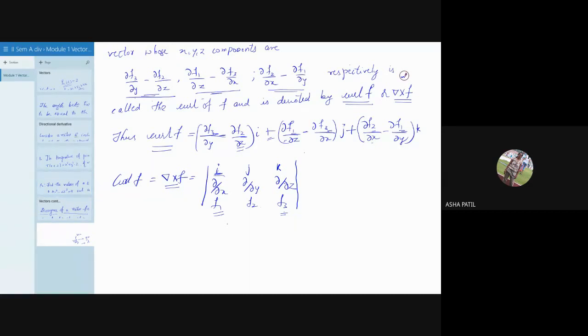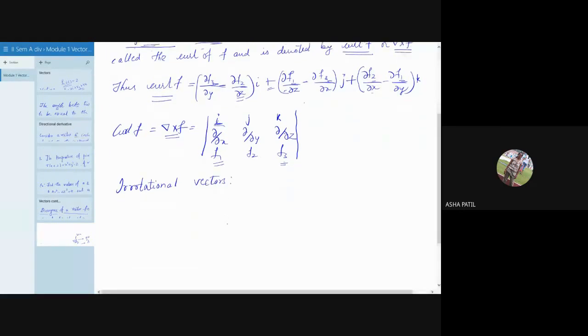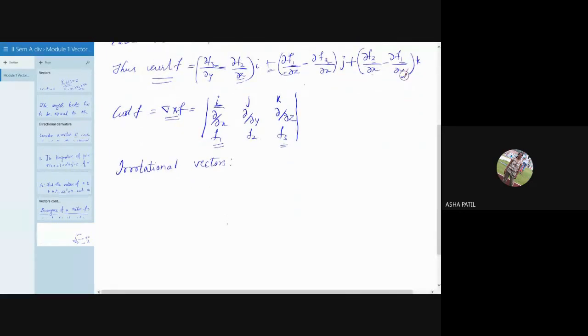Then irrotational vectors. What are these irrotational vectors? A vector field, remember these definitions, they may be asked, so see that you remember them correctly.